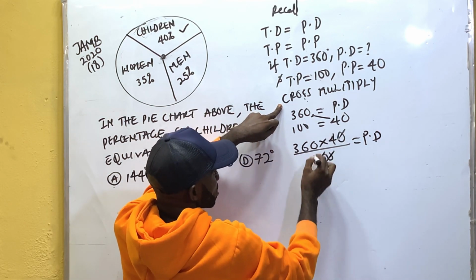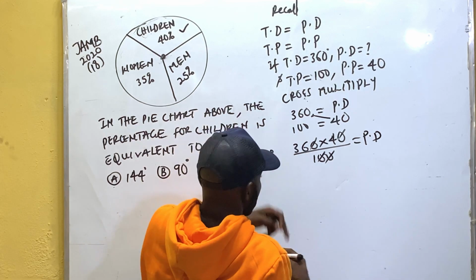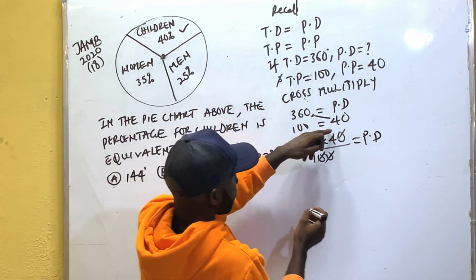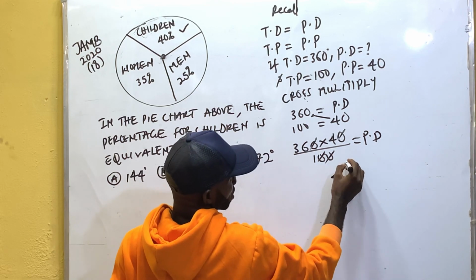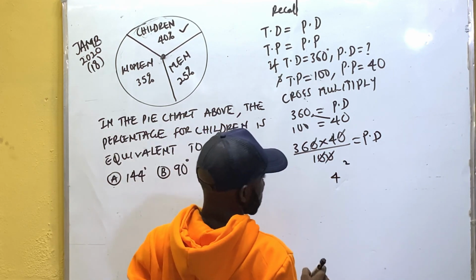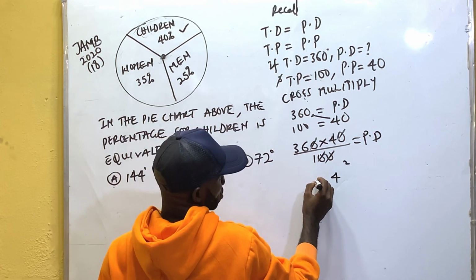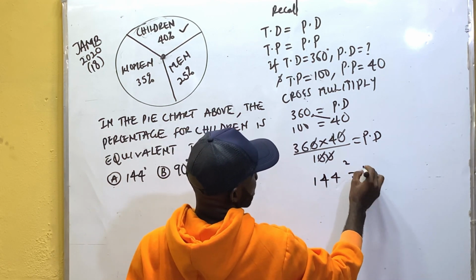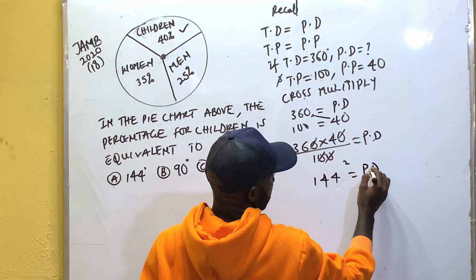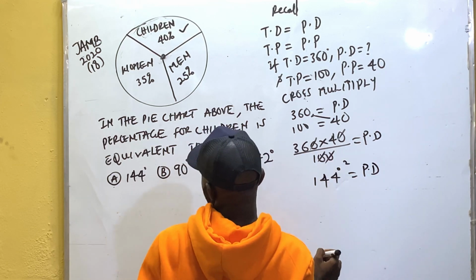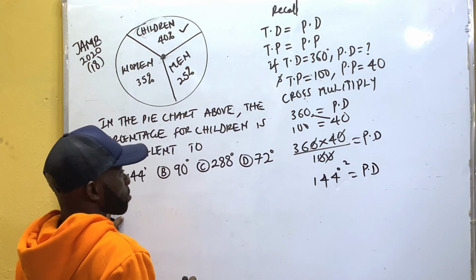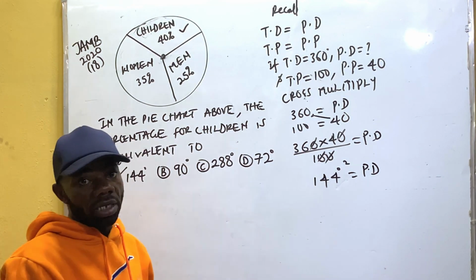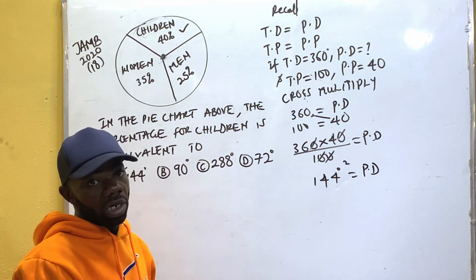If this takes this takes this, you have 36 against 4. What's your 4 times 6? It's 24. What's your 4 times 3? 12. Your 12 plus 2 gives you 14. And that's your partial degree that you're looking for, 144 degrees. And that makes option A your correct option. Within 10 seconds, you can get this done and move on.